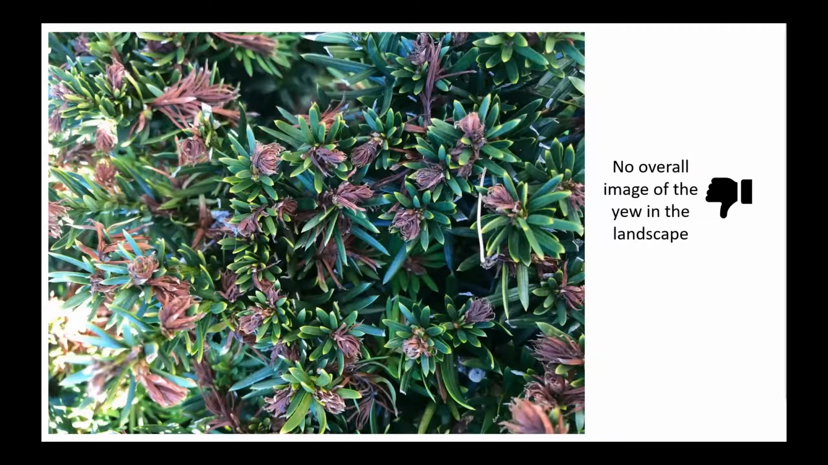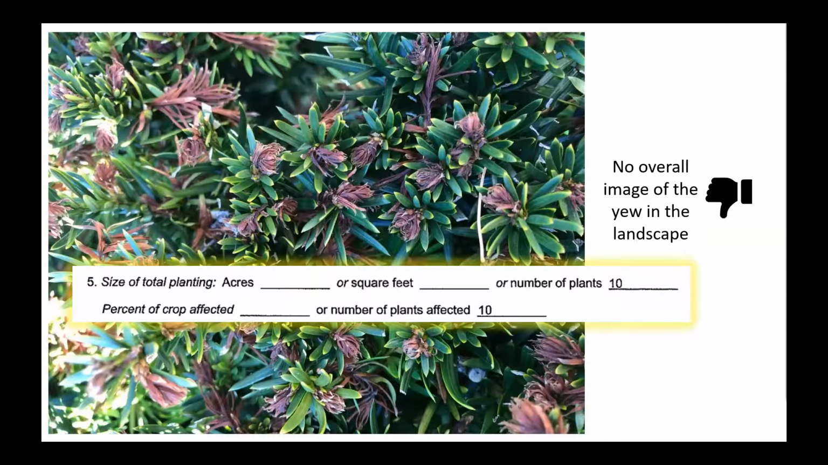But again, they didn't submit the range of images that we would really like to have. But they did complete the diagnostic form well. And on the diagnostic form, they had listed that all 10 of the plants were affected. And that's another clue to me that it's likely an abiotic type of problem rather than a disease problem.